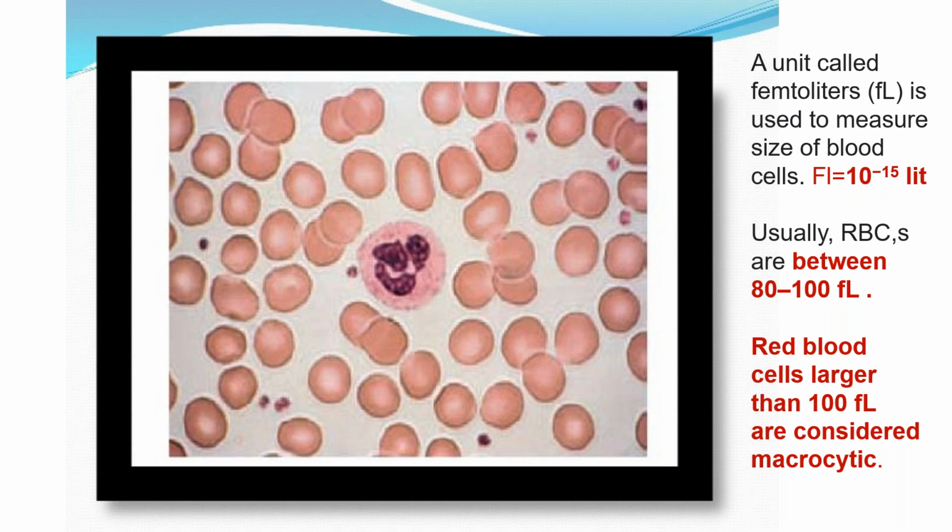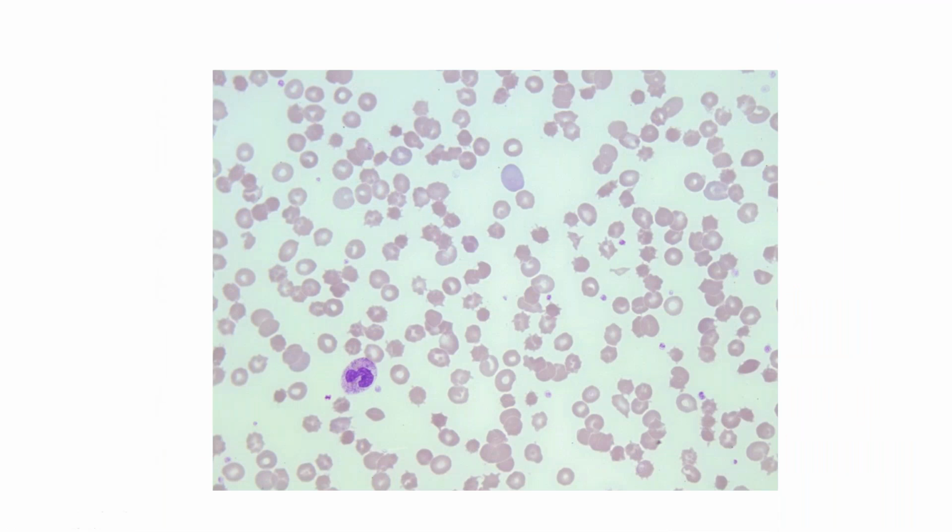Normally the RBCs are between 80 to 100 FL. Those larger than this size are considered macrocytic, and those less than this size are microcytes. So you must remember the normal units for measuring RBCs. They are generally asked in some viva if you have a case of anemia. This is a non-megaloblastic case: round cells, hypersegmented cells, on the blood film.